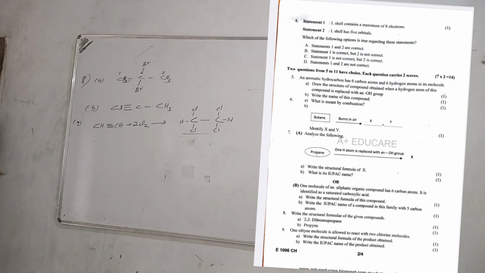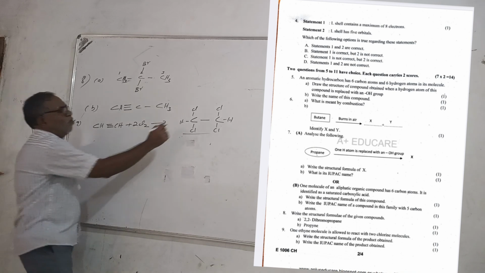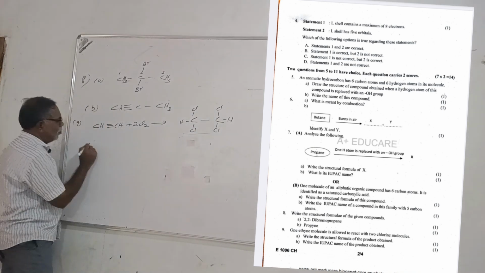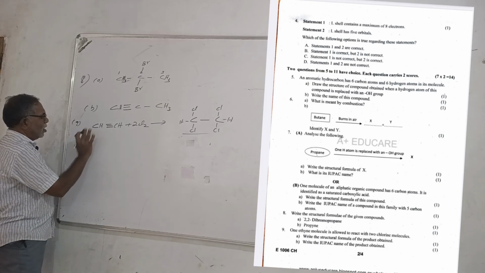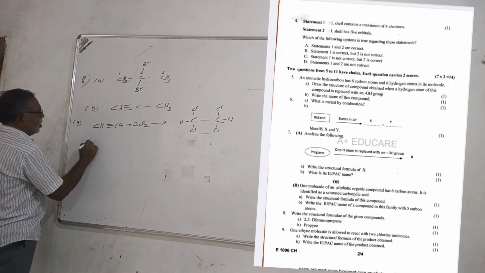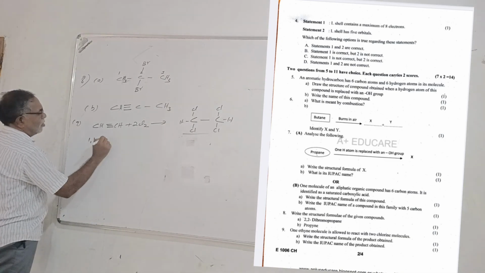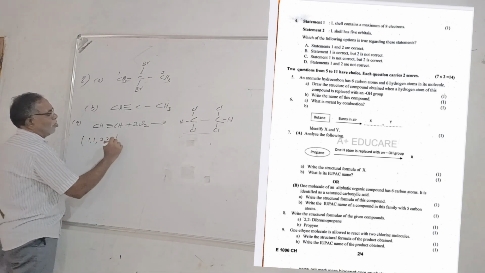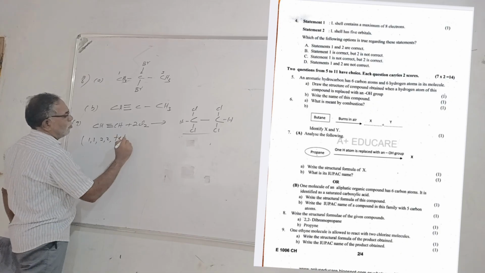Cl, H. So ethyne undergoes an addition reaction. Write the IUPAC name of this product. So we can say here 1 and here 2. So the IUPAC name is 1, 1, 2, 2, tetrachloroethane, 4 carbons, 4 chlorine.